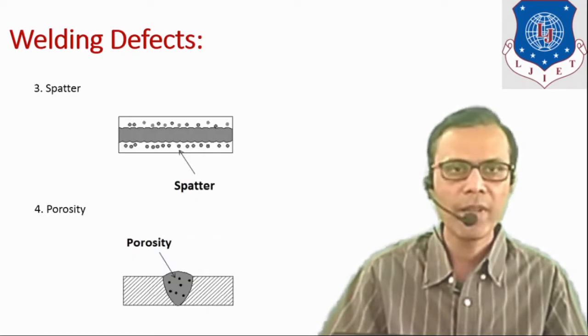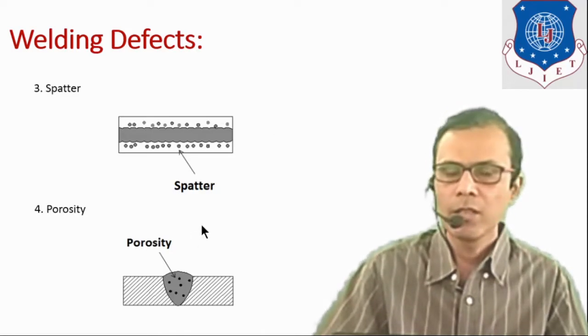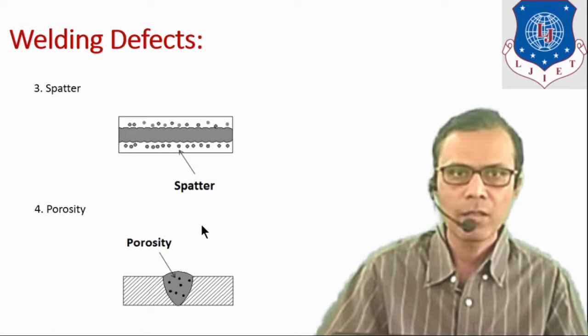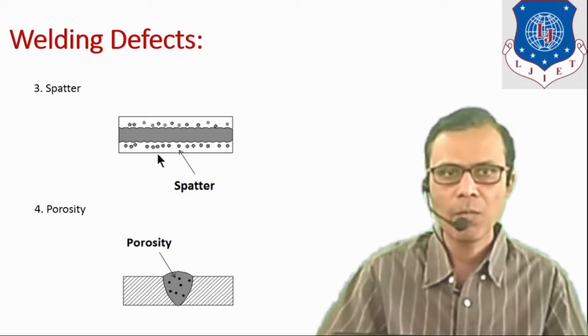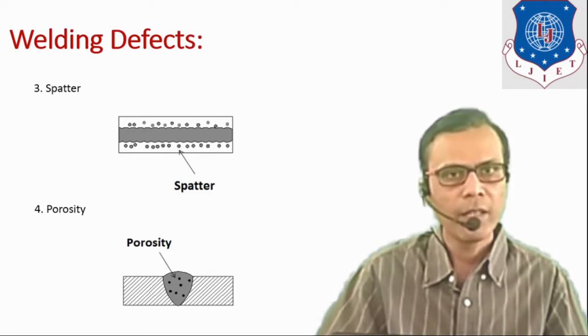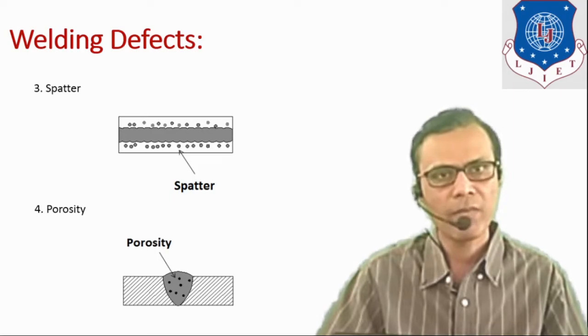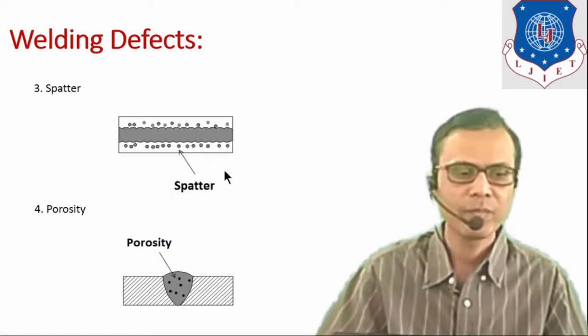Next type of defect is known as spatter. If molten metal particles are present on the surface near the welding zone, and they get solidified and stick to the surface of the base metal, then they are known as the spatter.